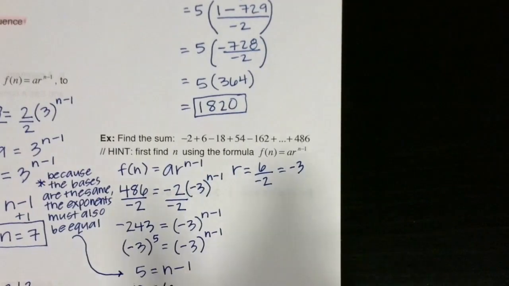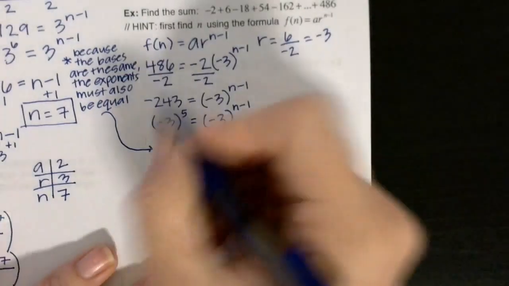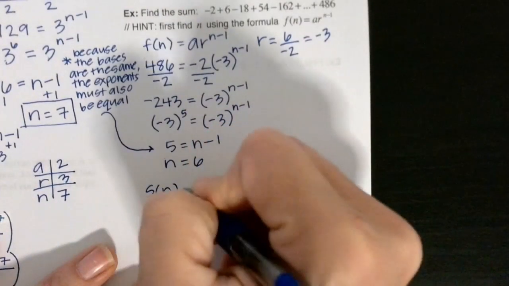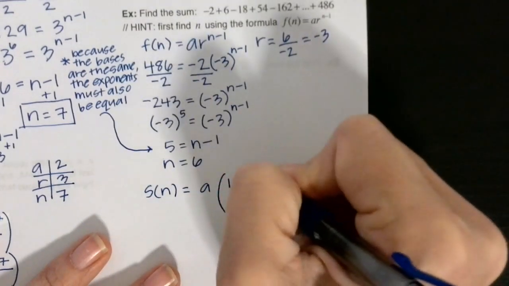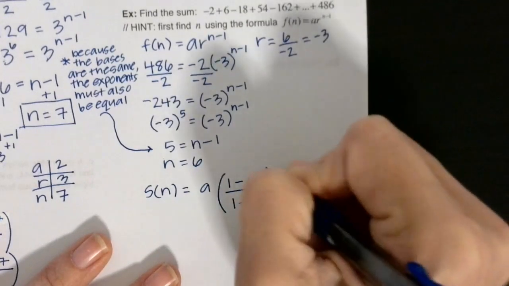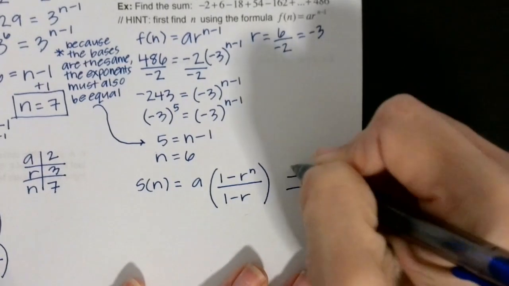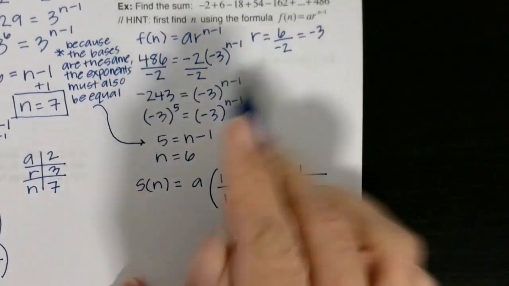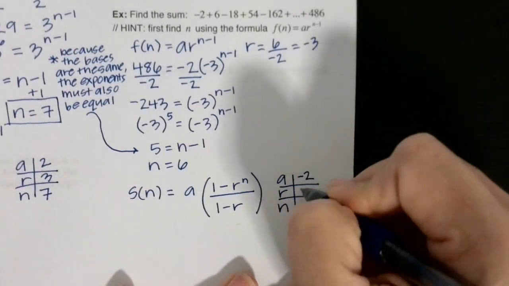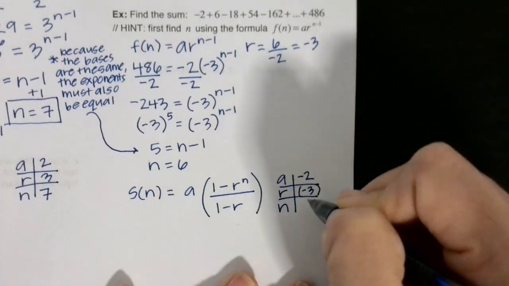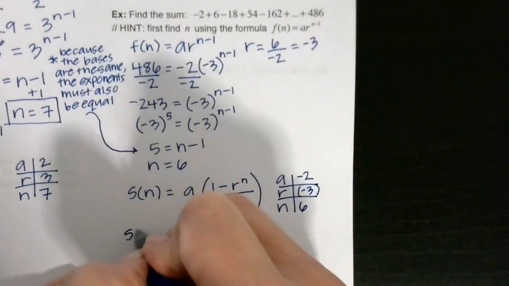Now that we know n equals 6, we can start working on our sum formula, which is conveniently labeled with an S for sum. So we have a times 1 minus r to the n, all over 1 minus r. Friendly reminder, you're not expected to memorize that, but you have to be able to plug in. We need an a, an r, and an n. In our sequence, the initial value is -2, r is -3, and n is 6. So now we can do the sum formula.